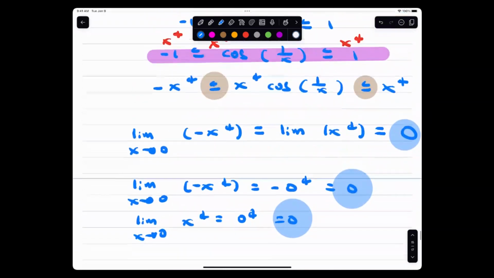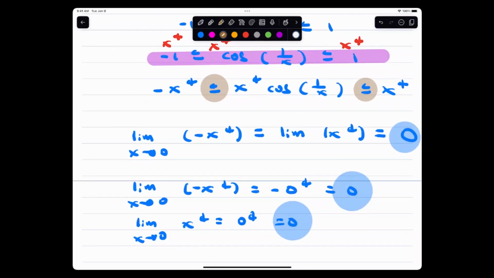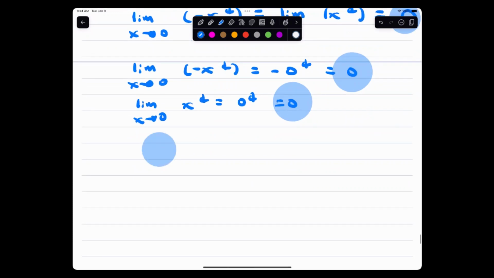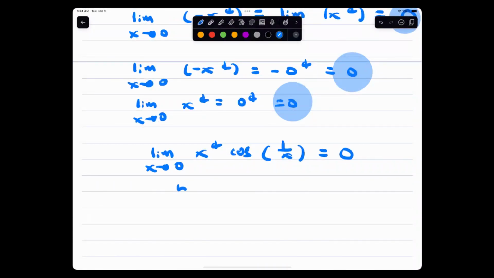And then, what are you free to say now, ladies and gentlemen? You can say the limit of the middle function. That's the middle function. The limit of that middle function, as x goes to 0, of x to the fourth cosine 1 over x is 0 by the squeeze theorem.